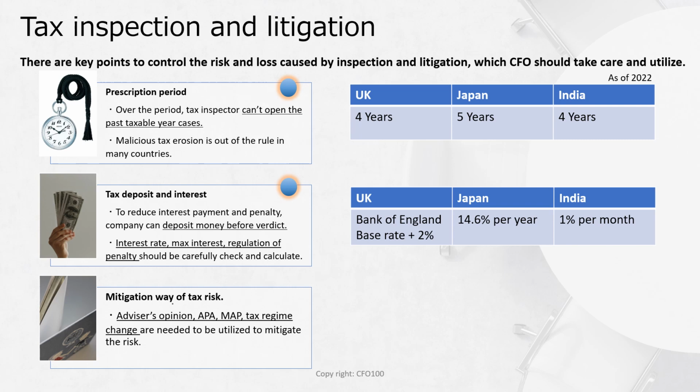At the bottom of this page, you can see a mitigation way for tax risk. There are several typical ways to mitigate tax and inspection risks. Advisors' opinions, APA, MAP, and tax regime change are the main topics in this field. And the important point is that it is better to be considered before inspection because there are several ways to be utilized in the process of inspection and it is not so effective in the court process.